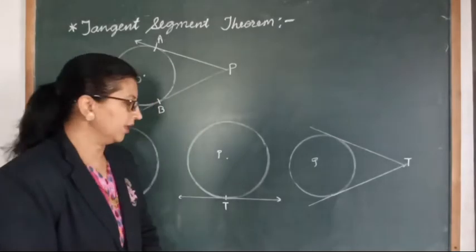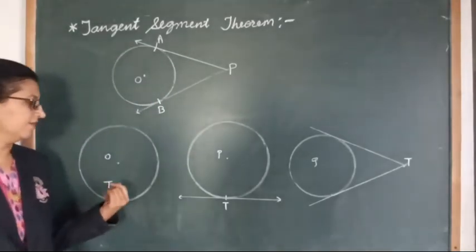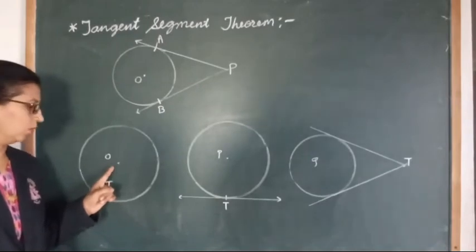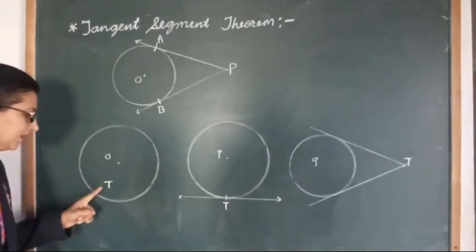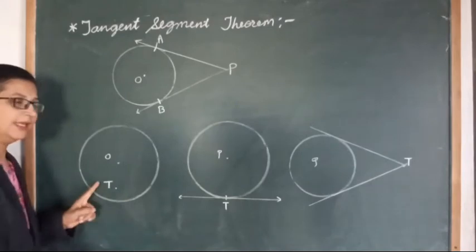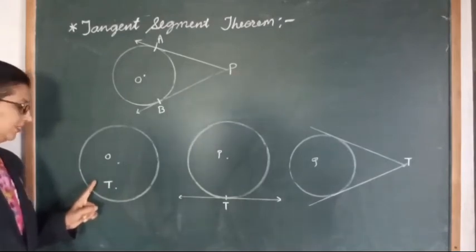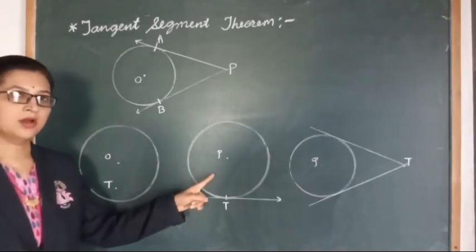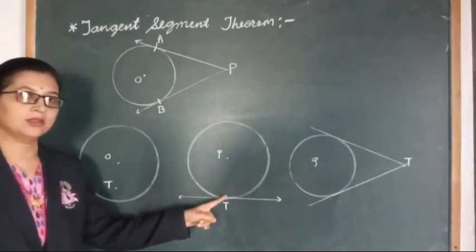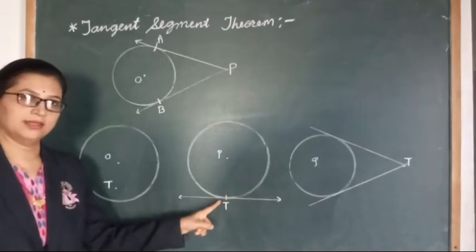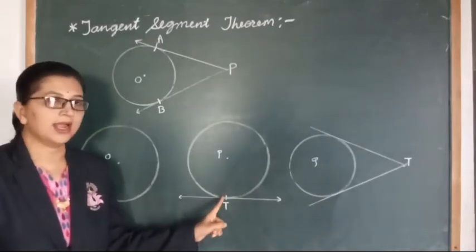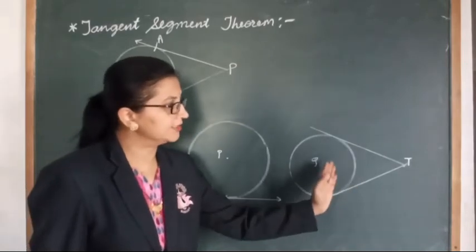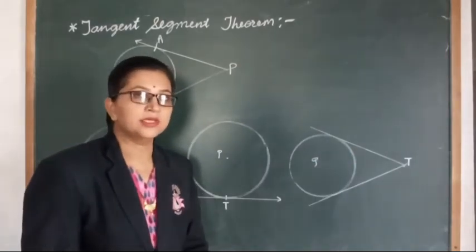Now here you can see that in the first figure there is a circle with center O, and there is a point T interior to the circle. In the second figure, point T is lying on the circle, that is on the circumference, and in the third figure the point is lying exterior to the circle.